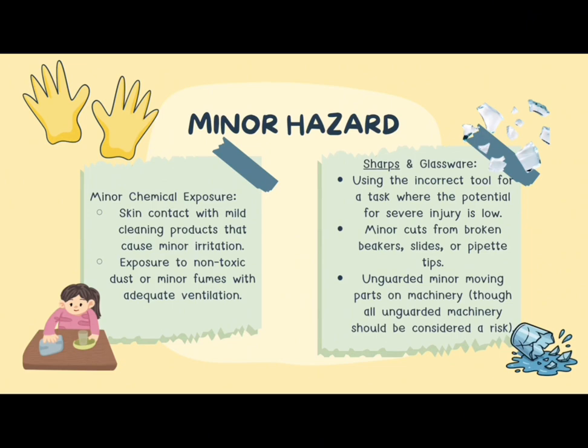Next one is sharp and glassware hazard, which can cause injury if not handled properly. Using the wrong tool for a task, such as using forceps instead of a proper holder, can increase risk. Minor cuts may occur from broken beakers, slides, or pipette tips, especially if they are handled carelessly. Unguarded minor moving parts on machinery can still pose a risk, even if they move slowly. While the injury risk may be small, all unguarded machinery should always be treated as a potential hazard.